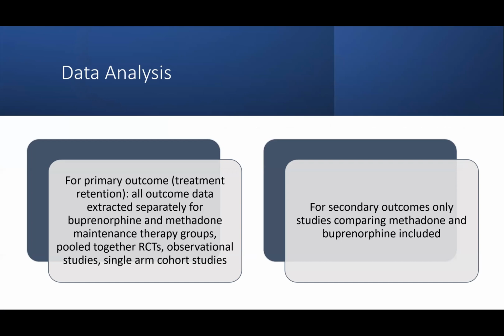For data analysis, for the primary outcome, mainly treatment retention, they extracted all the data from the study separately for buprenorphine and methadone, pooled together randomized controlled trials and then observational studies and the cohort studies into two separate groups and compared the two. Whereas for the secondary outcomes, they only included studies that directly compared methadone and buprenorphine.